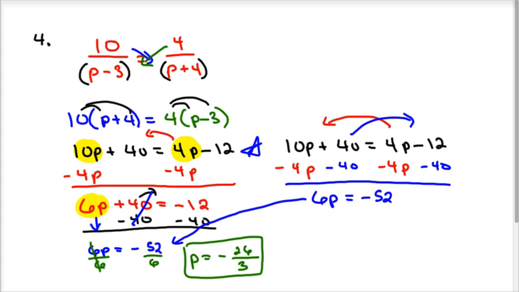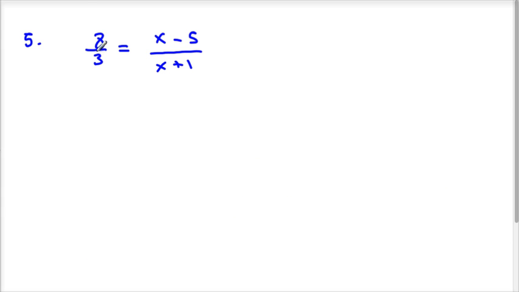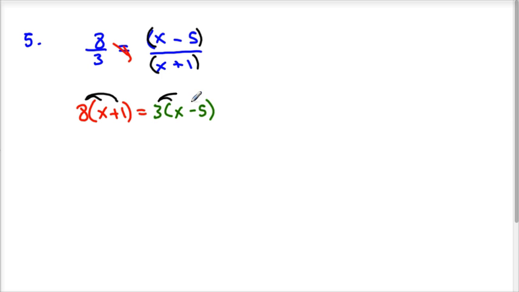Let's take a look at one more example. Okay, so 8/3 equals the quantity x minus 5, I'll put this in parentheses, x minus 5 over the quantity x plus 1. Again, putting these both in parentheses. So I have 8 times the quantity x plus 1 equals, and I have 3 times the quantity x minus 5. Okay, I'm going to distribute in on both sides. So we have 8x plus 8 equals 3x minus 15.